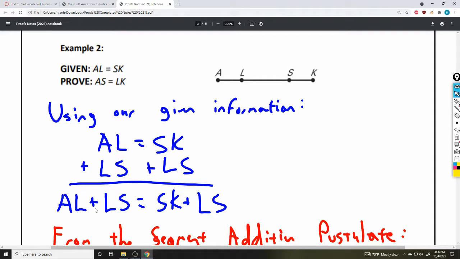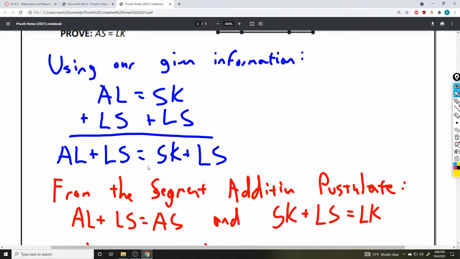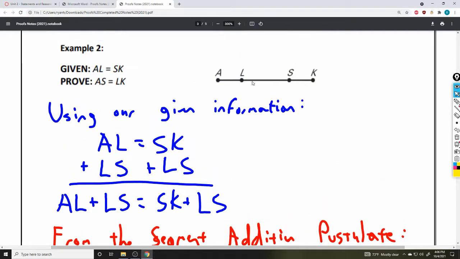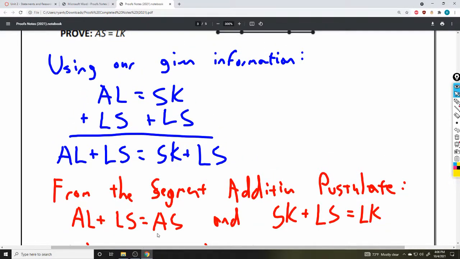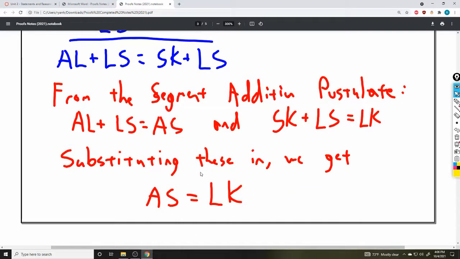It's what lets me say, oh, wait a second, A to L and L to S, that's A to S. On the right side, S to K and L to S, that's L to K. Those pieces add together to get the whole thing. So on the left side, I can substitute in A to S. On the right side, I can substitute in L to K, which gets me to the conclusion that I wanted to come to.